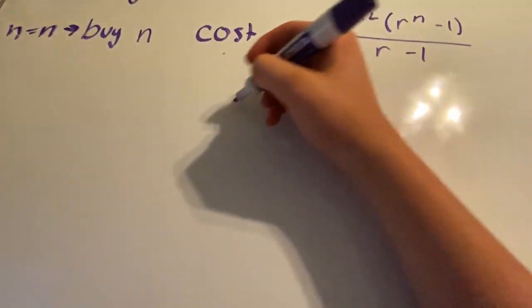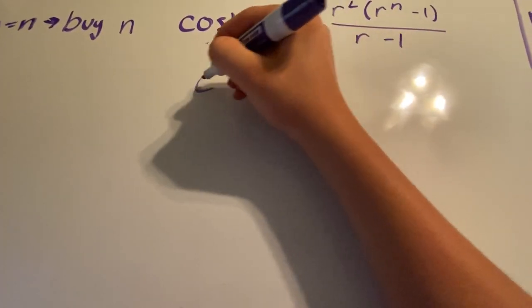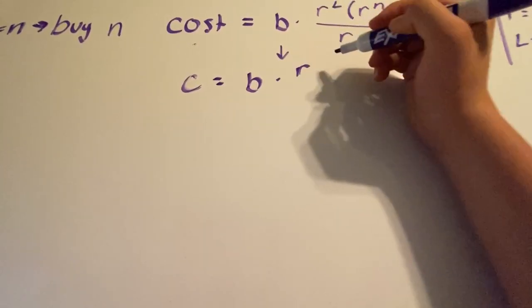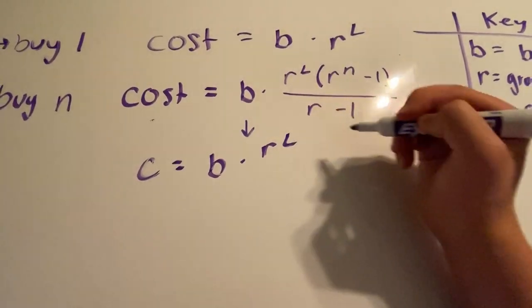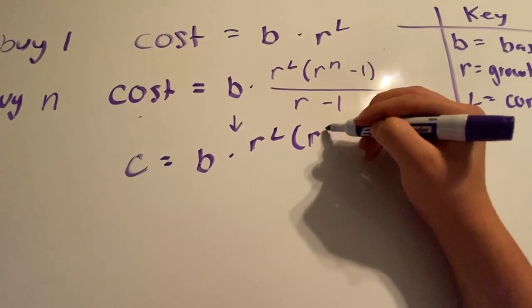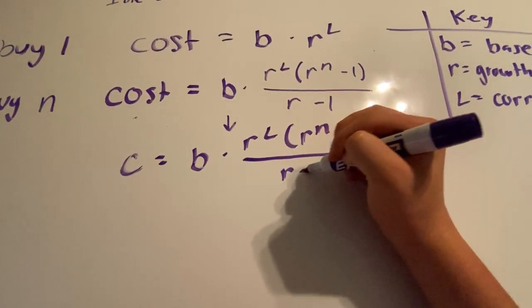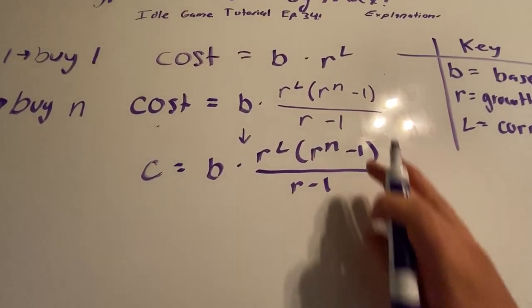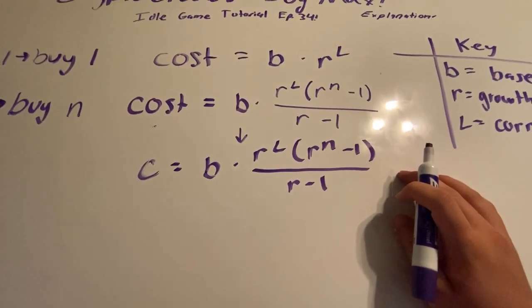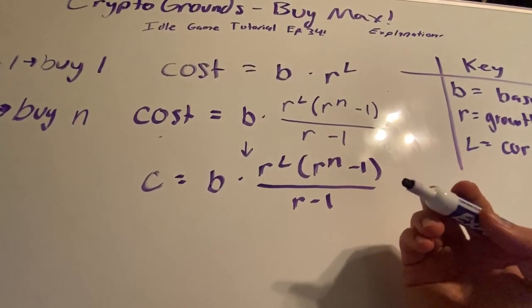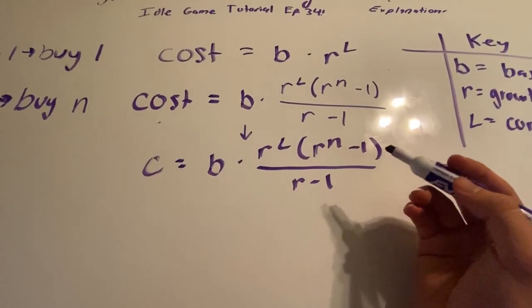Okay, so C is equal to B times R to the power of L times R to the power of N minus 1, and divide that by R minus 1. Okay, so now we need to make sure N is on the right side and everything else is on the left side, okay? So first things first, we're going to just start doing some multiplication and division.